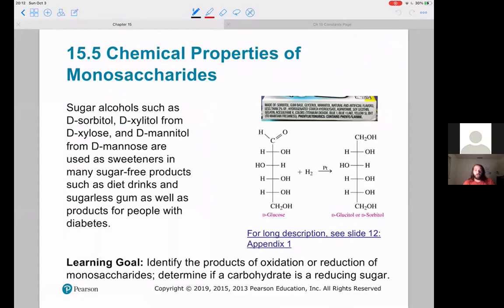It turns out that when you reduce sugar, you get what's called sugar alcohol. These are still perceived by our taste buds as being sweet, but they can't be digested by our bodies into energy. So in that way, these reduced sugars or sugar alcohols are used in diet drinks and sugar-free products as a flavor ingredient to give you that sensation of sweetness without the calories, without your body's ability to break it down.